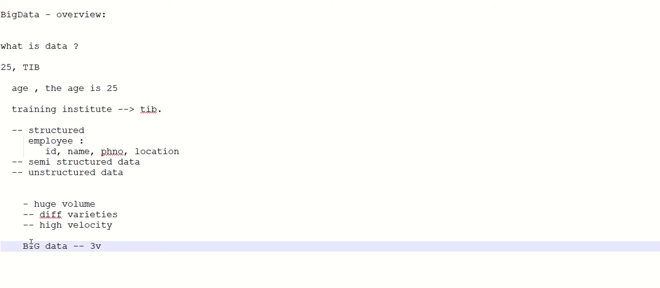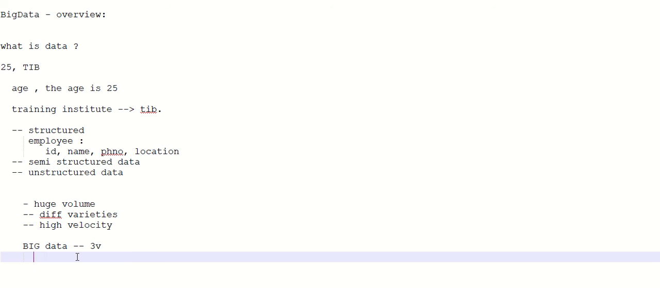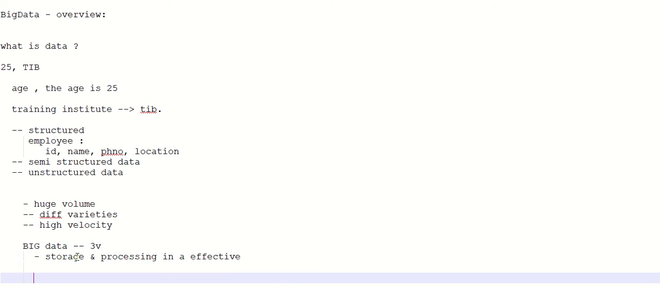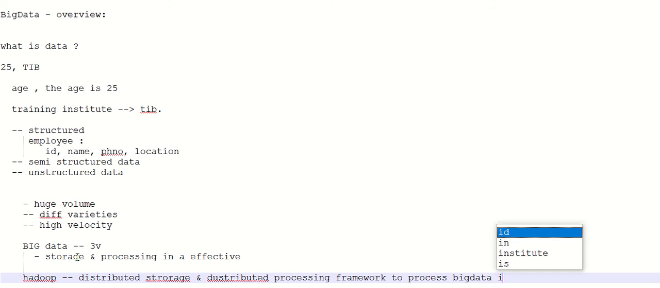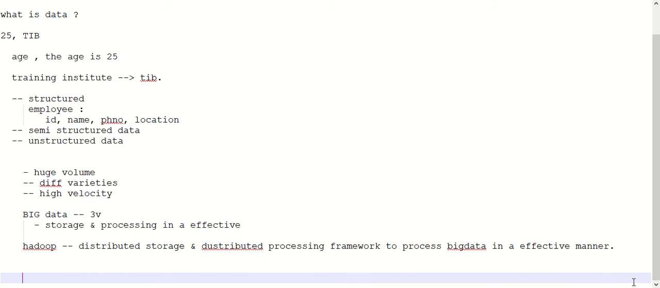When I have the 3V characteristics of data, I call my data big data. What are the problems associated with this? Storage and processing in an effective manner. Now what is Hadoop? It's distributed storage and distributed processing to process big data in an effective manner. That's all about big data and Hadoop. That's the difference between big data and Hadoop.